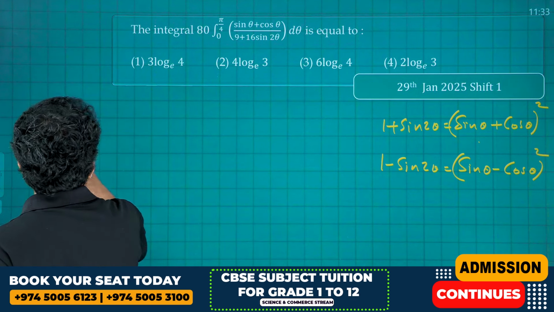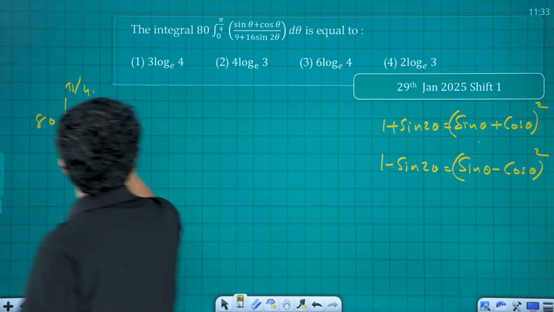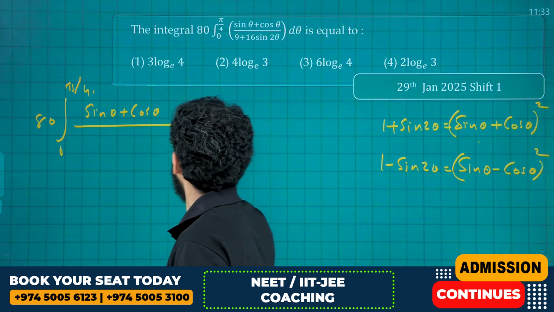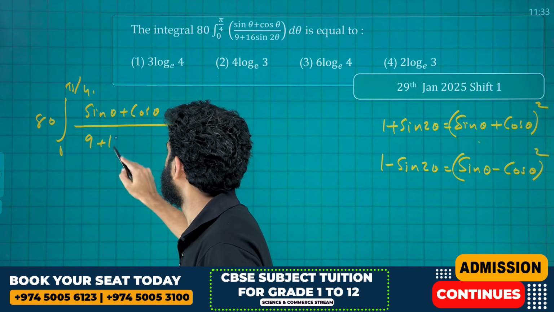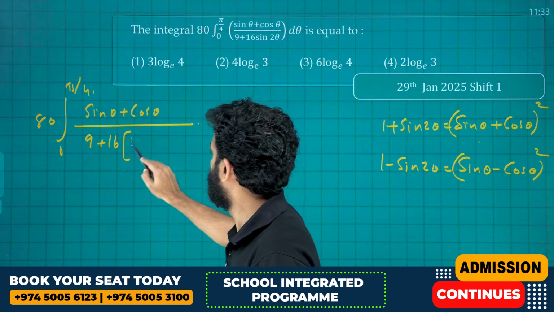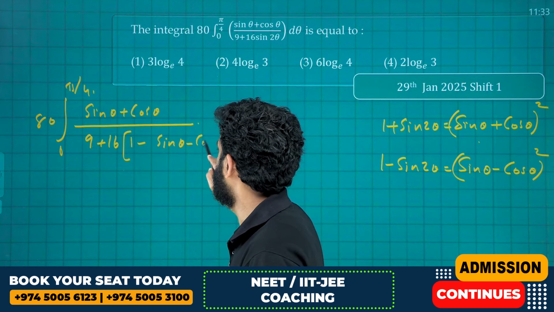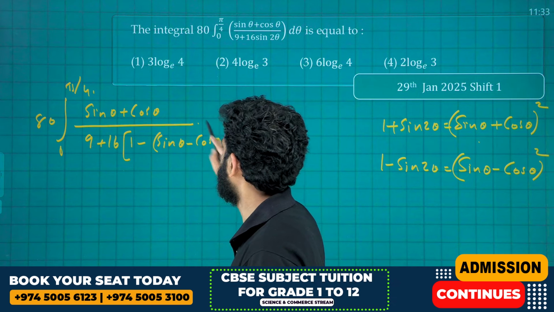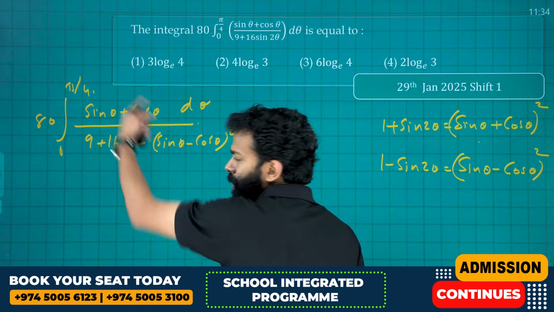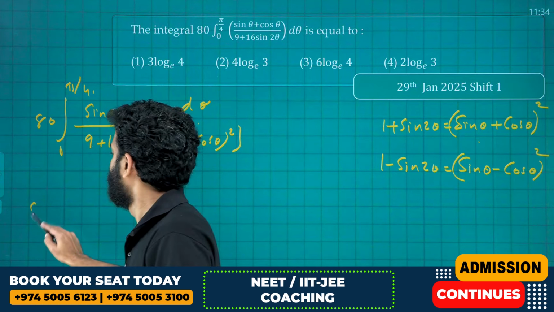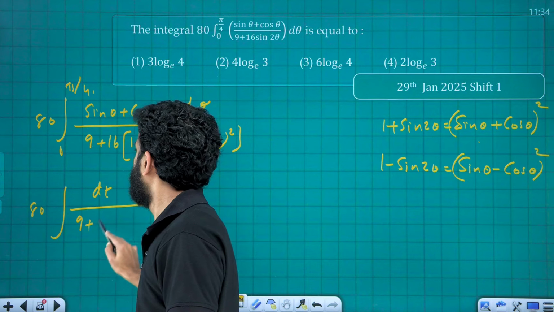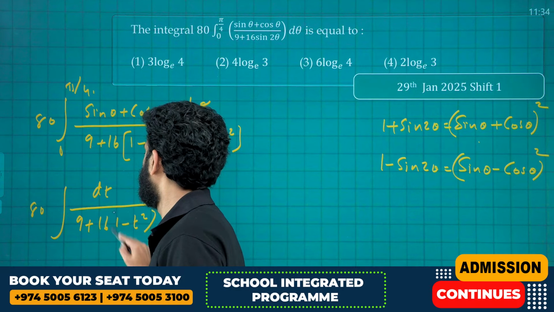It will be 80 into integral 0 to pi by 4 of (sin theta plus cos theta) divided by 9 plus 16 into (1 minus (sin theta minus cos theta) the whole square) into d theta. Very easy one after this. Substitute sin theta minus cos theta equal to t and its derivative is over here. It's done actually. Therefore, it will be 80 into dt divided by 9 plus 16 into (1 minus t square). Okay, it will be like this.